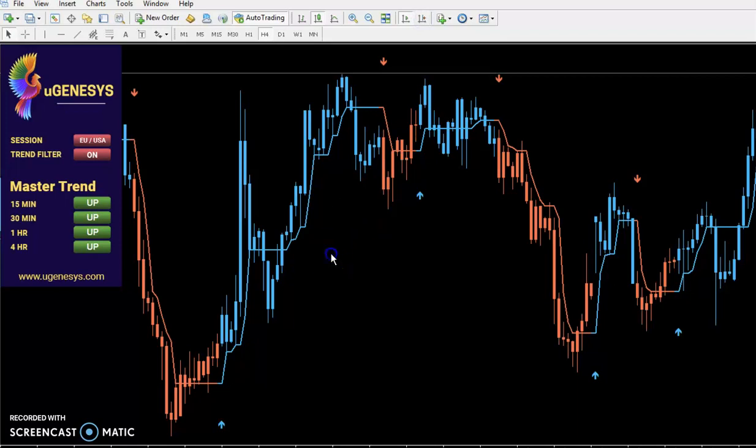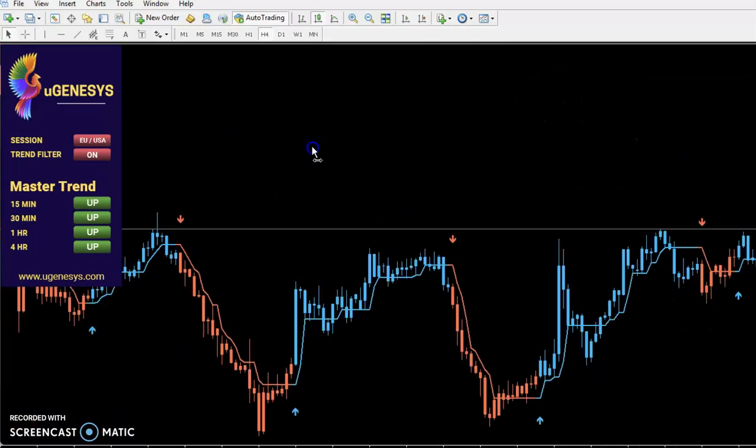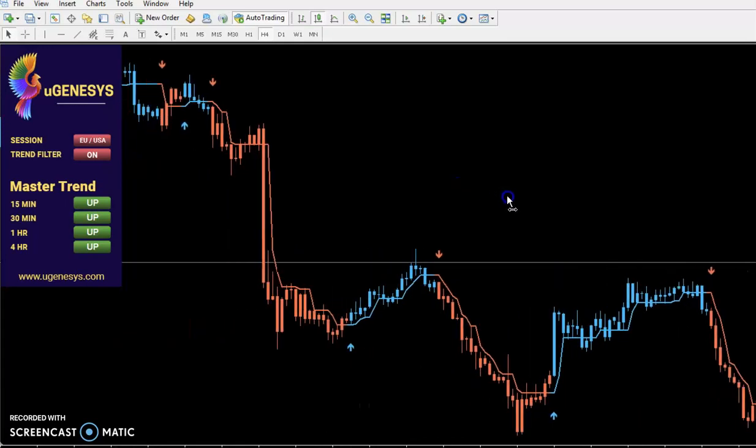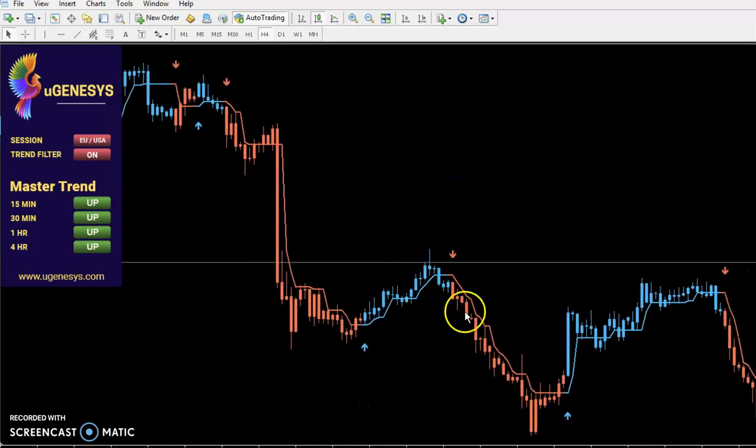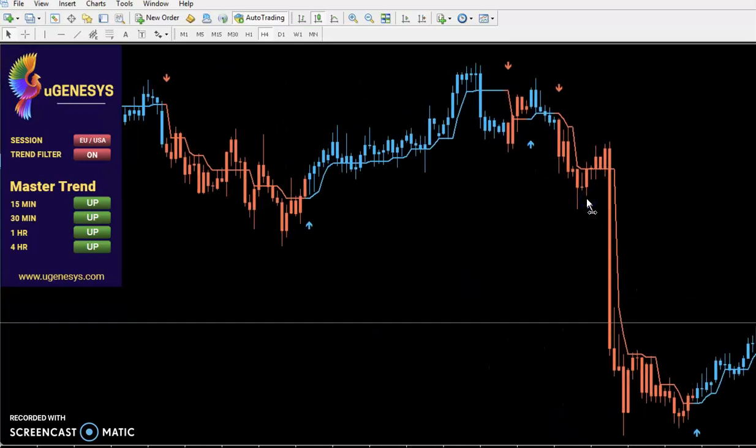So let me just go back through all of this. Hold on, let me just disable this. Let me just go back through all of this so you can see all the trends and everything. Guys, you can see it's a very accurate indicator. But if you want to improve your accuracy, just make sure that you're using the master trend. Okay, master trend is very important.